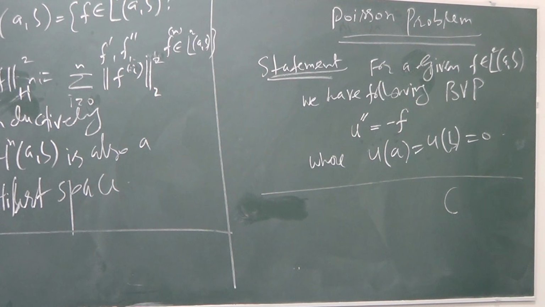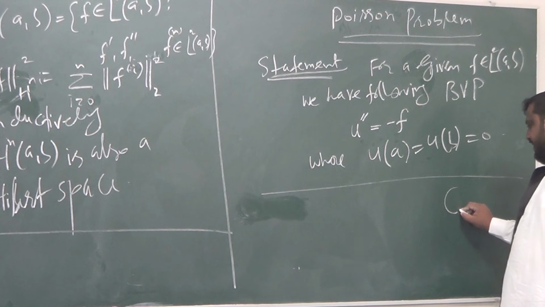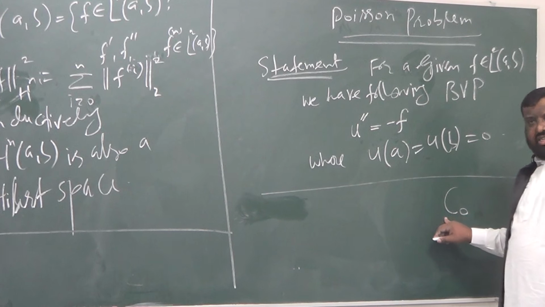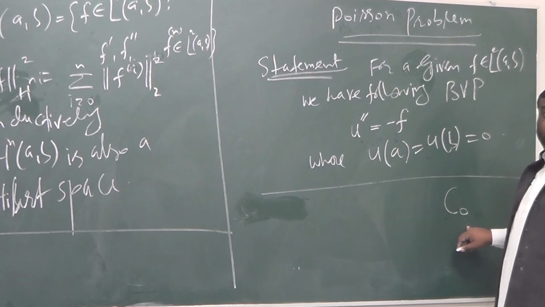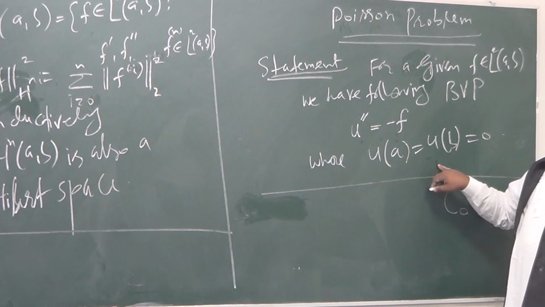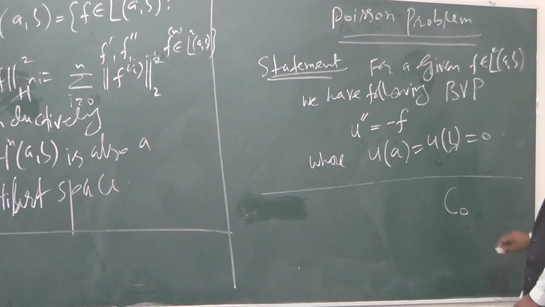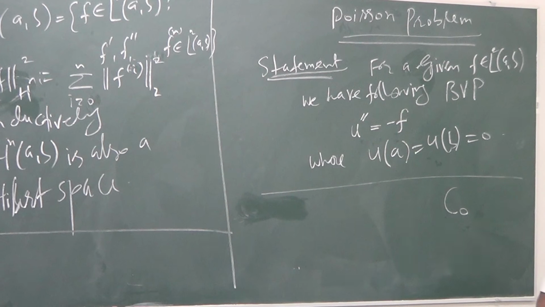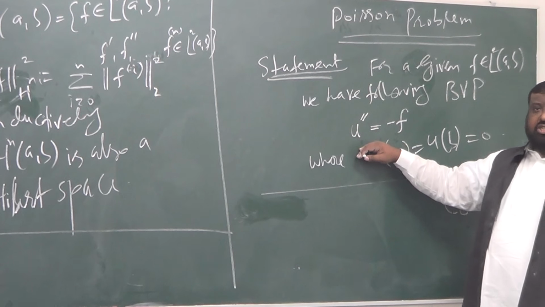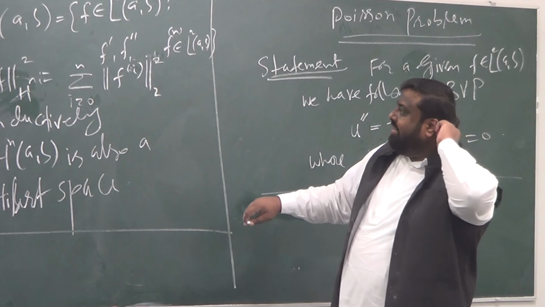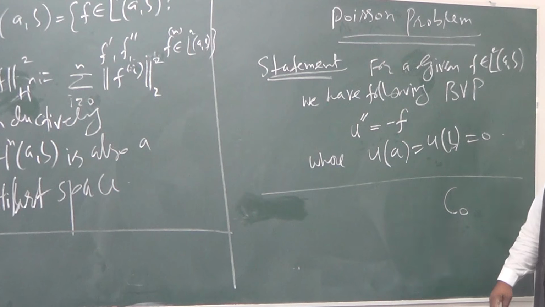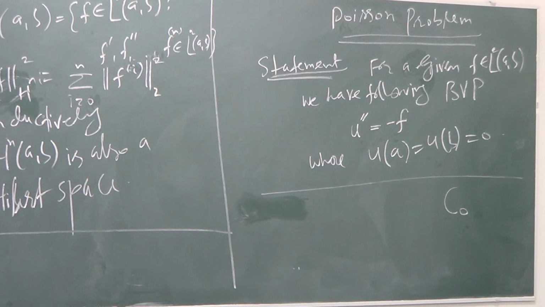If I have C naught, so the C naught is important. Obviously, your solution should be continuous, and this must be there. It should vanish on the boundary, so the C naughtness is important. So you must have this: your solution should be C naught. And what else? Double differential. It must be differentiable two times, so in other words it should be in H2. So we are talking about H2.